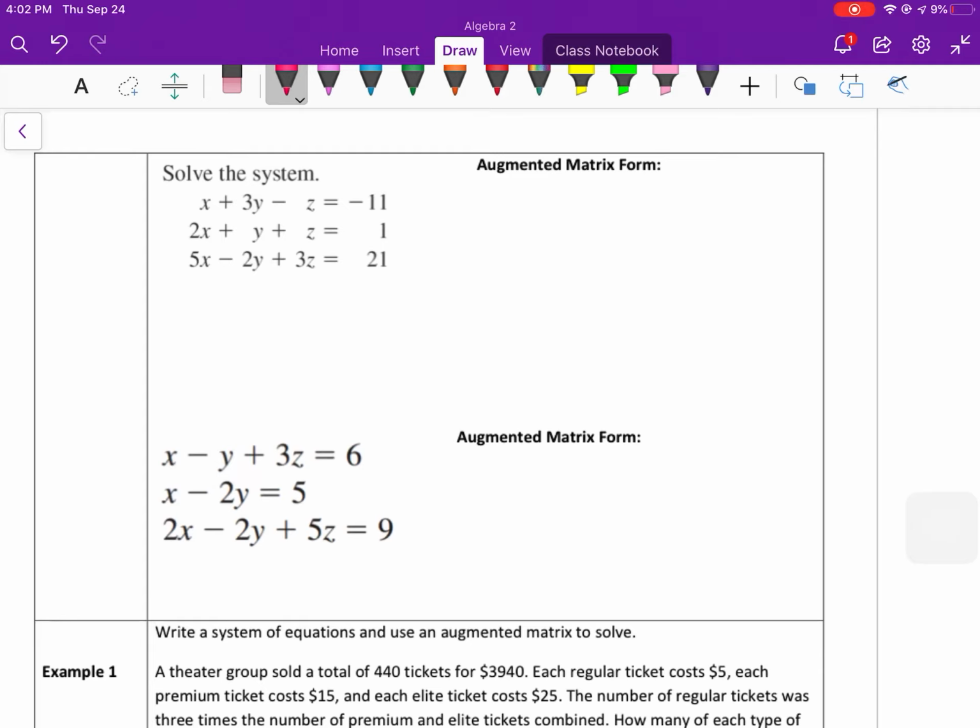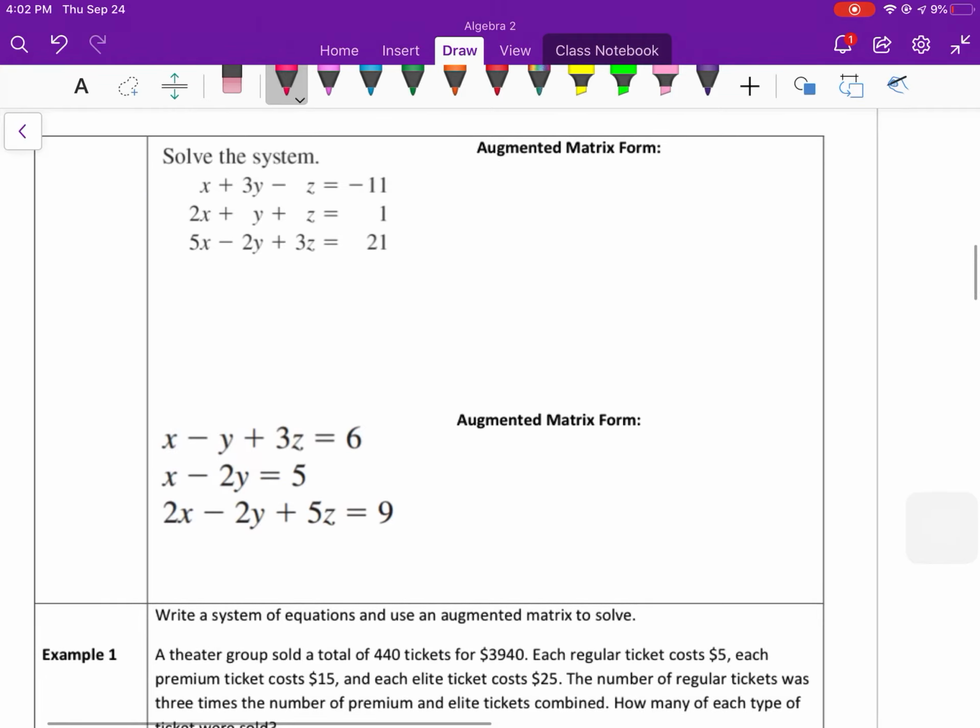To use the calculator, we're going to do the augmented matrix, which, remember, is the matrix of coefficients. So this one you're going to have row 1, row 2, row 3, and then column 1 will have your x's, column 2 will have your y's, column 3 will have your z's, column 4 will have your constants, your answers. And so it'll look like this.